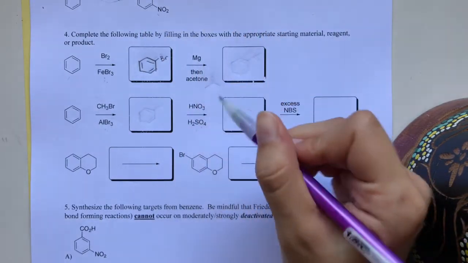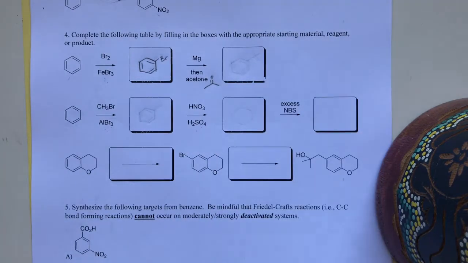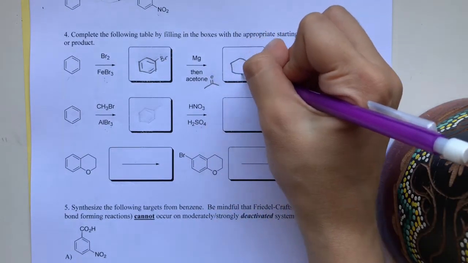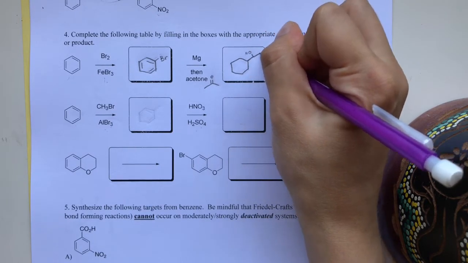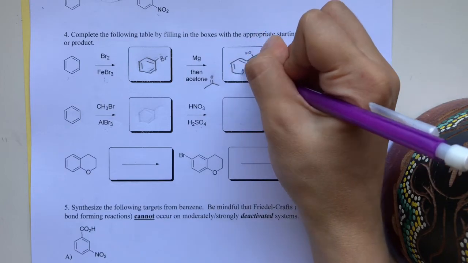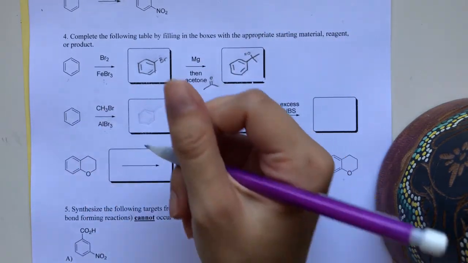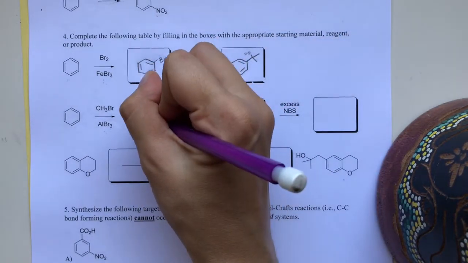And then magnesium and then acetone, which looks like this. The magnesium adds on the bromine and acts as a leaving group, and allows the acetone to add like that. The next benzene ring undergoes a Friedel-Crafts alkylation reaction and adds a methyl group.